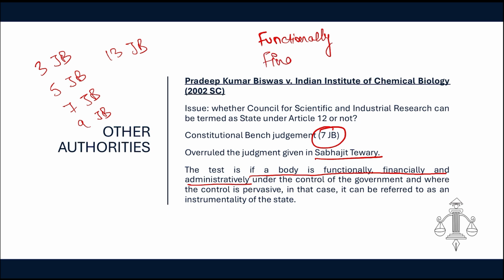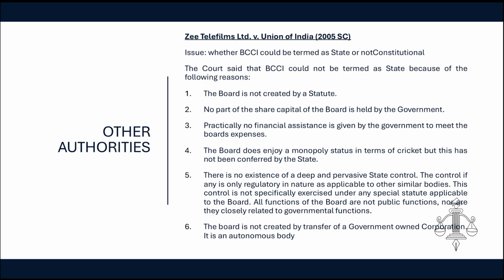financially and administratively, right? These are the 3 terms that you have to remember for this case. If a body is functionally, financially, and administratively under the control of the government and the control is pervasive in nature, then that institution would be an instrumentality of the state. Again, if you see, the term instrumentality of the state has been used, which was given by Justice Matthews, right?